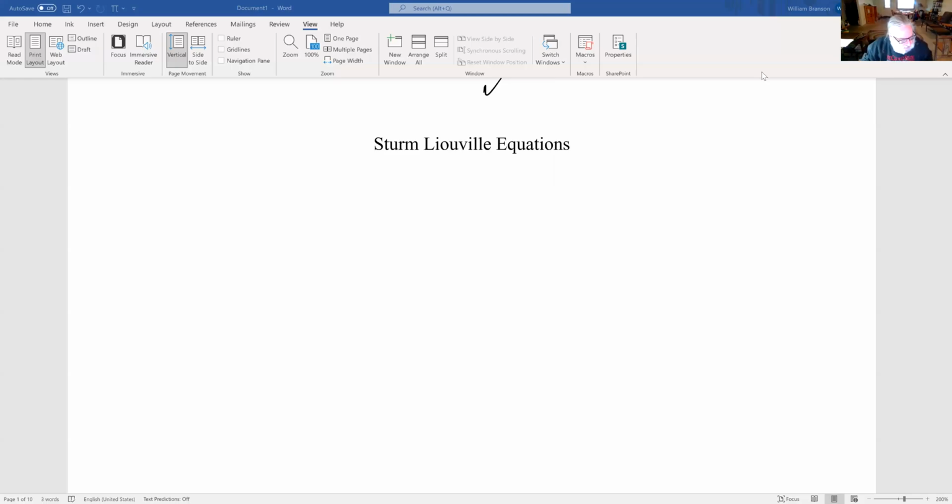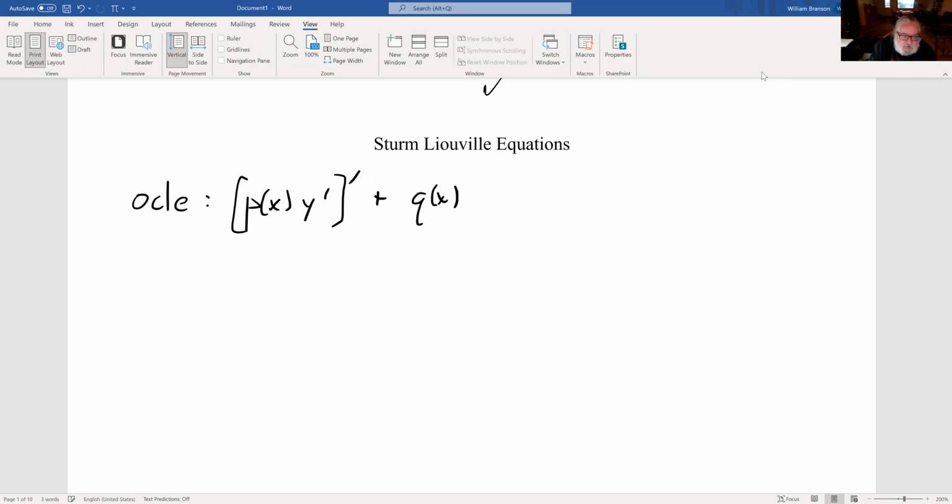Okay, Sturm-Liouville equations. What we'll do here is define them, and then show a couple of properties that are useful for these things. These are ordinary differential equations, ODEs, and the actual equation is (p(x) y')' + (q(x) + lambda r(x)) y = 0. So that's the actual ODE.